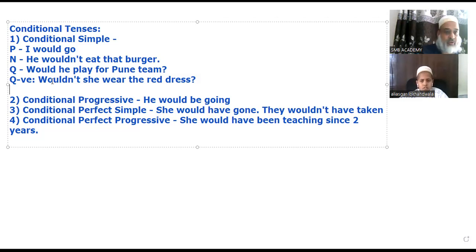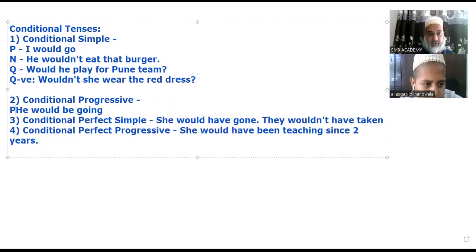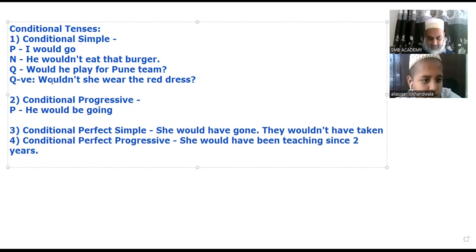Okay, so what we are doing? 4 types of sentences we understood in conditional simple, right? Now let's go to the next one. Next one is what? Conditional progressive, right? Here we have to write negative. Positive we already wrote. So what will be negative?